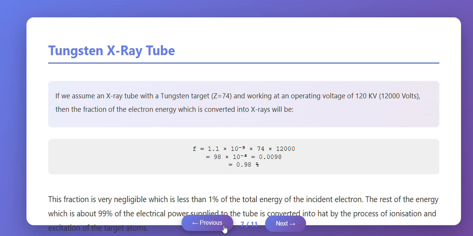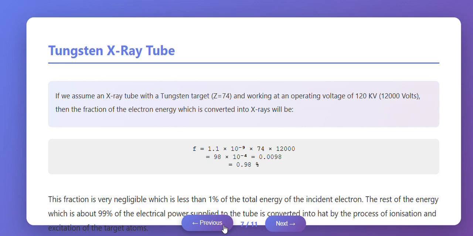Let's plug in the numbers. 1.1 times 10 to the negative 9 times 74 times 120,000. When you work this out, you get 98 times 10 to the negative 4, which equals 0.0098, or 0.98%. Wait, what? Less than 1%? That's right. Only about 0.98% of the electron energy becomes X-rays. So where does the rest go?